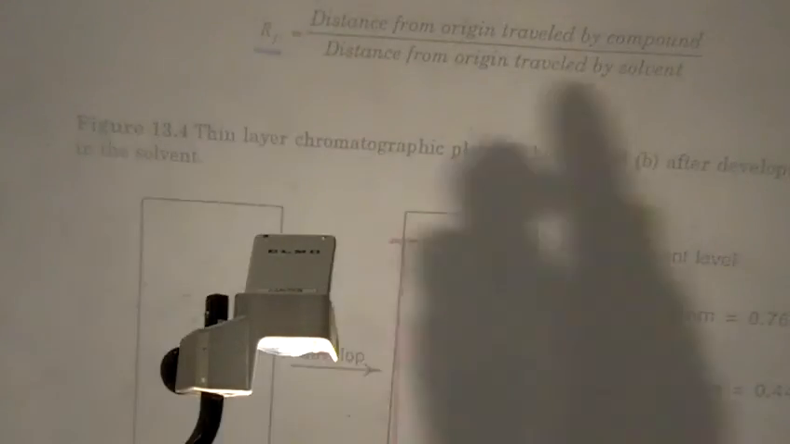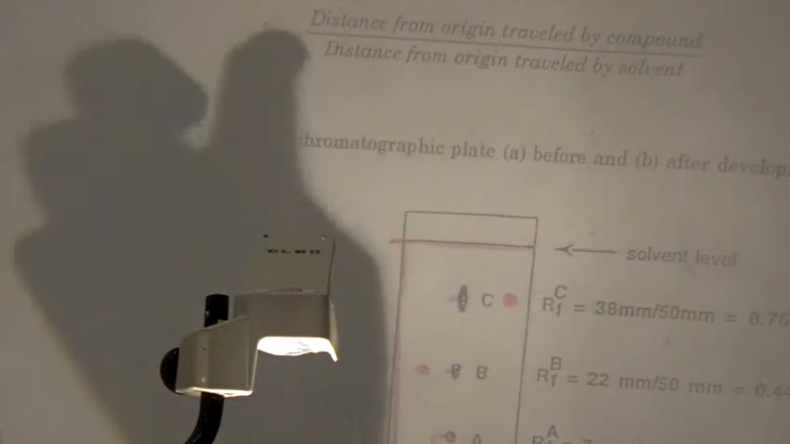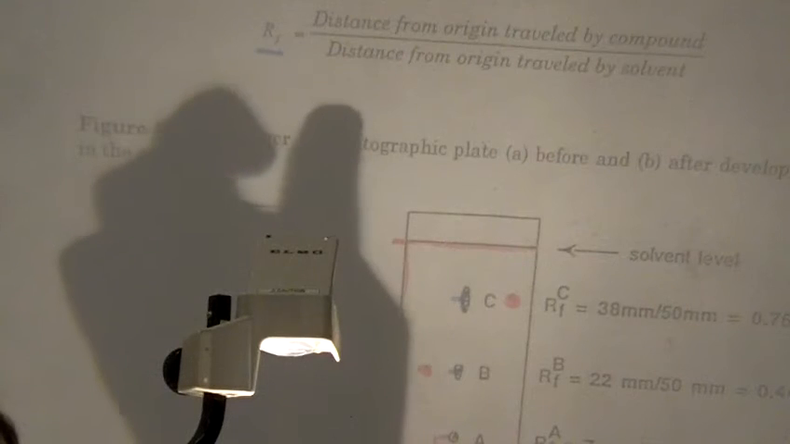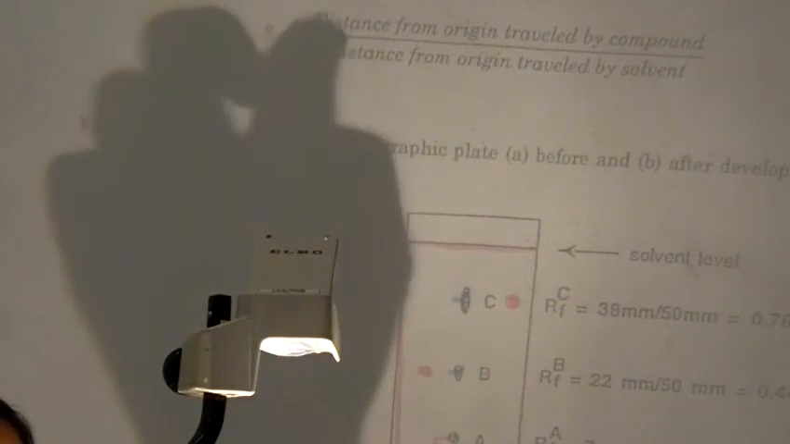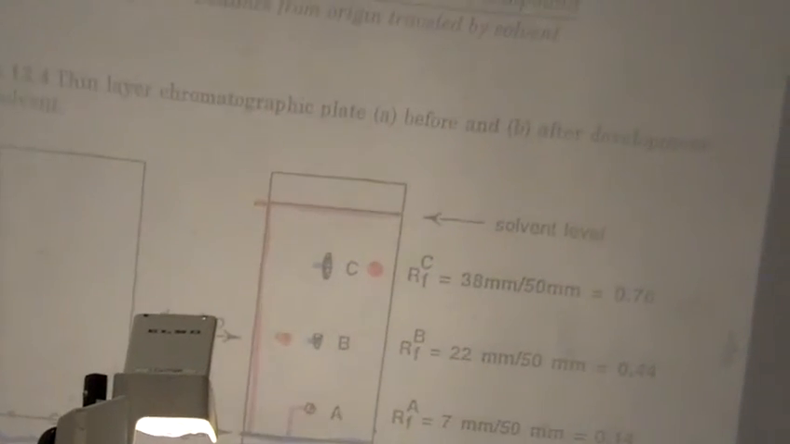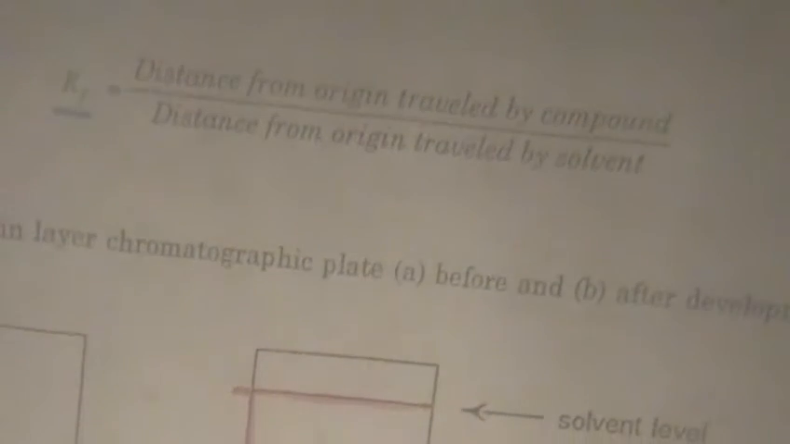So what we use to describe this relative polarity of compounds is the RF value. And that's defined as the distance from the origin traveled by the compound. So our origin, again, is this line here. This distance divided by the distance from origin traveled by the solvent. So this distance here, okay?